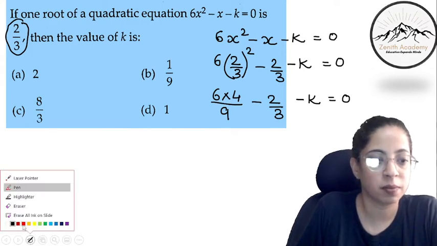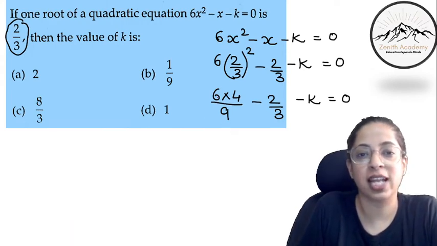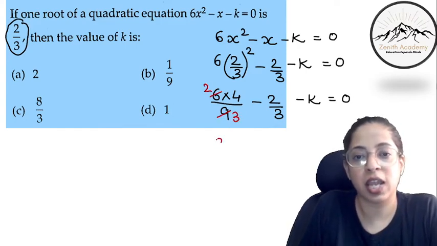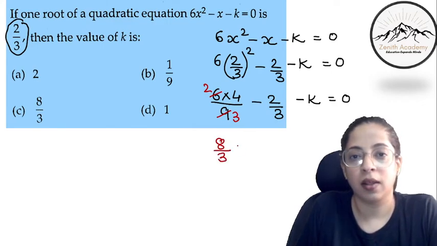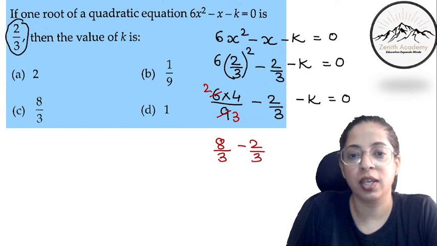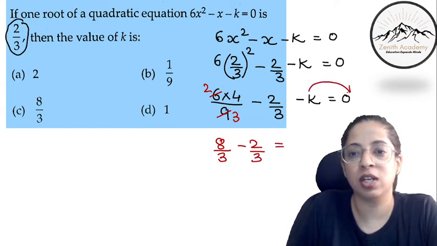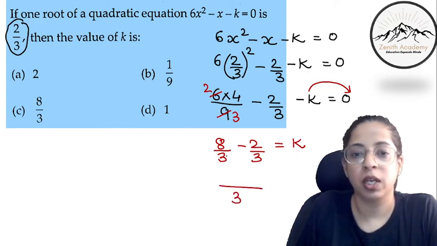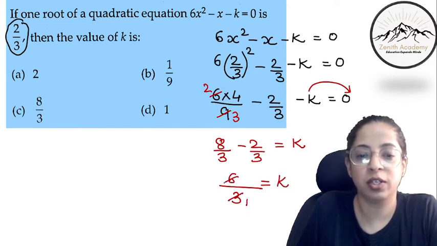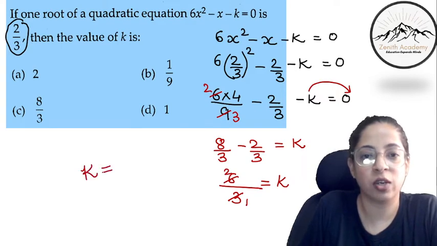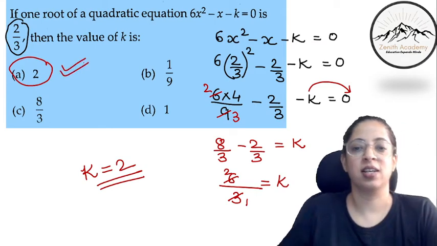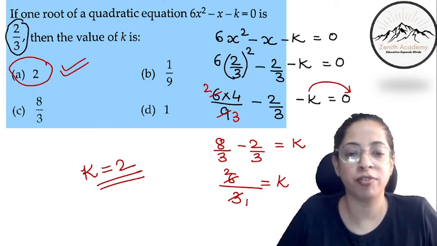Now since this is a multiplication, we can cancel it. 3 2s are 6, 3 3s are 9. So this becomes 8 by 3 minus 2 by 3 is equal to, taking this minus k on the other side, k. So 3 is the common denominator. 8 minus 2 is 6. We cancel, 3 1s are 3, 3 2s are 6. So we can say k is equal to 2. So answer A is the correct answer. I hope this is very clear to all of you.